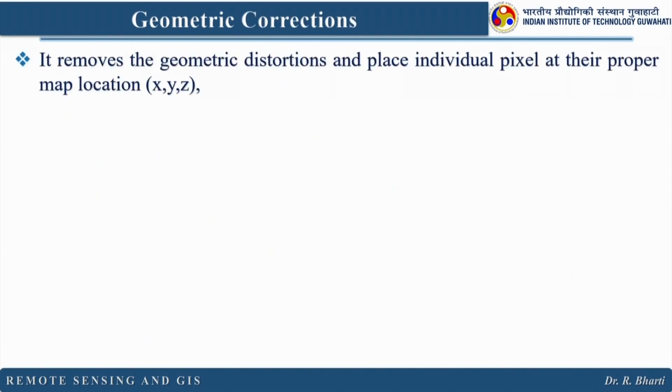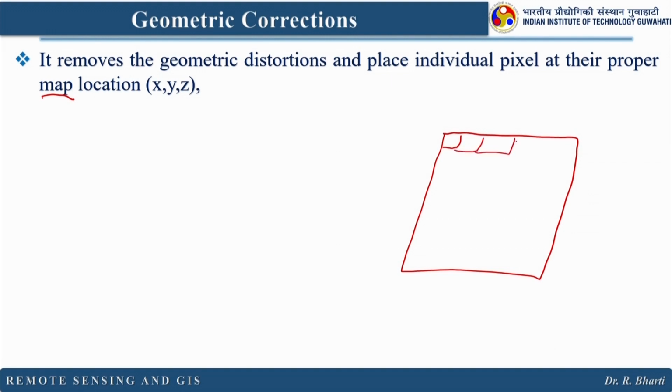So, in geometric correction what we do basically? It removes the geometric distortion and places individual pixels at their proper map location. Here, remember I have mentioned map location. That means let us start from very basic. When you capture one image, what happens? You capture DN values and these values are basically a pixel in your image.